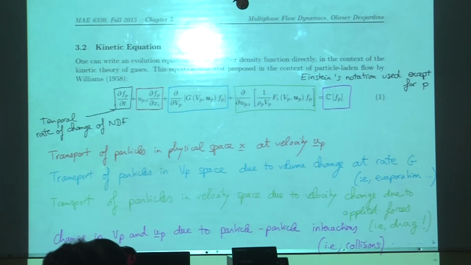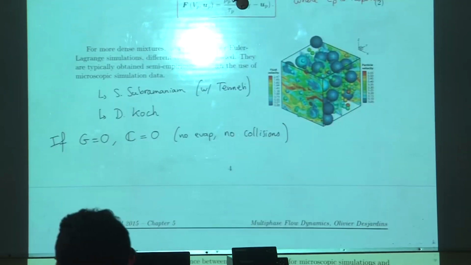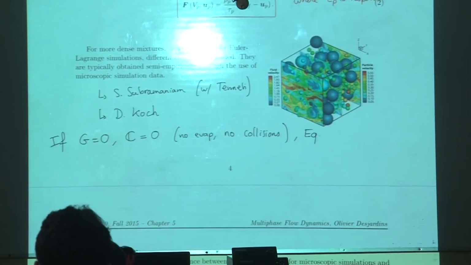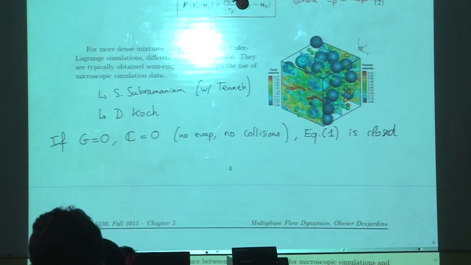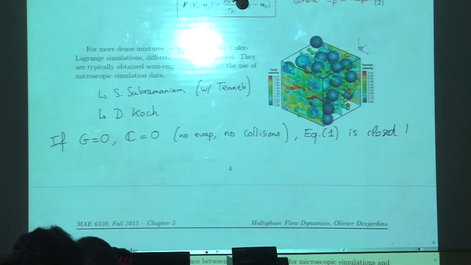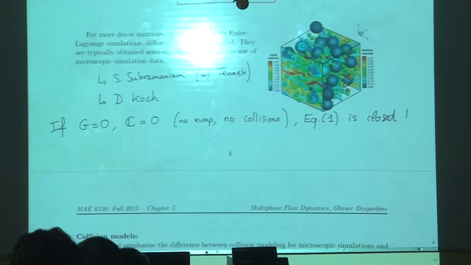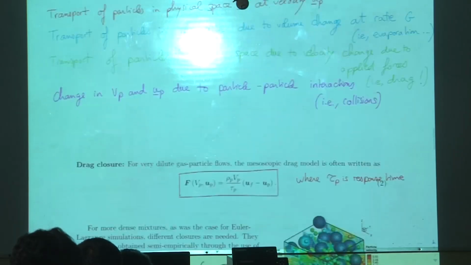So I want to point this out. That our equation 1 here is fully closed. Again, assuming our model for drag is a reasonable model that we trust. So that means that we could just solve this. And then we would be done. We would have the perfect Eulerian model. Why don't we do that? Why wouldn't we solve this directly?